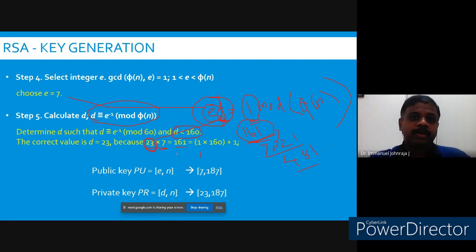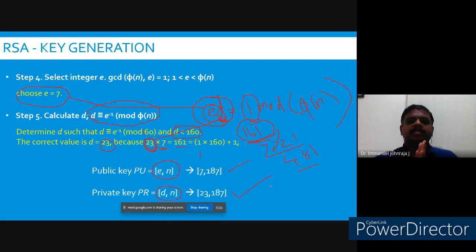Okay. Now, where are we? We are almost at the end of the calculation of public key and private key. So, from this, how is the public key taken? The combination of E and N. What is E? You have chosen it. What is N? P multiplied by Q is equal to N. So the combination of E and N, that is 7, 187, is the public key. You have found out the value of D, which is 23. So the combination of D and N, that is 23 and 187, is the private key.